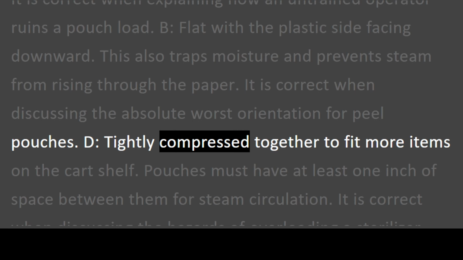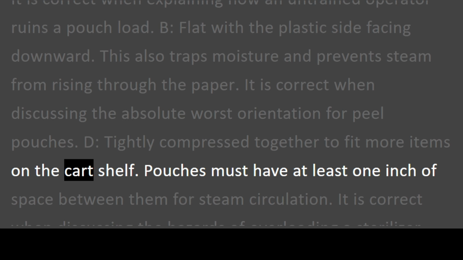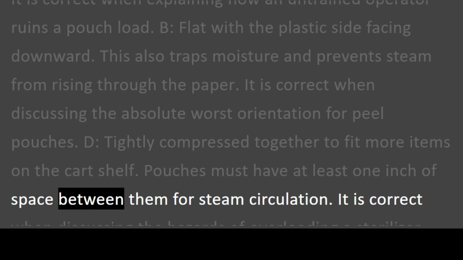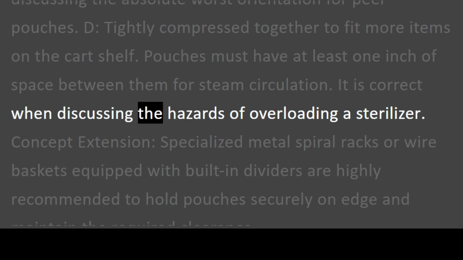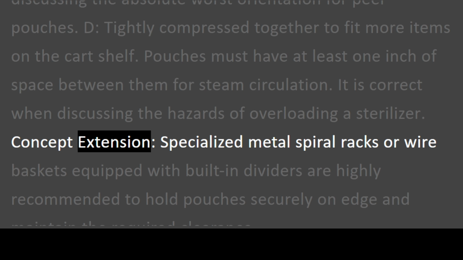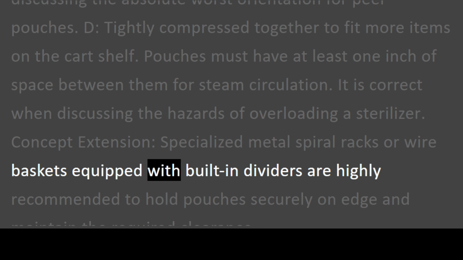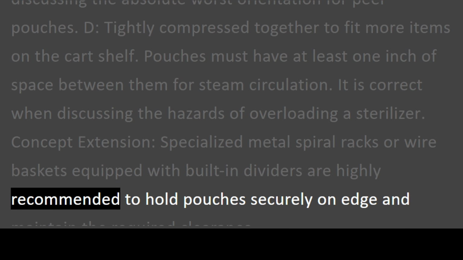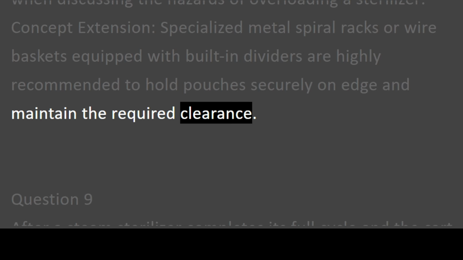D. Tightly compressed together to fit more items on the cart shelf. Pouches must have at least 1 inch of space between them for steam circulation. It is correct when discussing the hazards of overloading a sterilizer. Concept extension: specialized metal spiral racks or wire baskets equipped with built-in dividers are highly recommended to hold pouches securely on edge and maintain the required clearance.